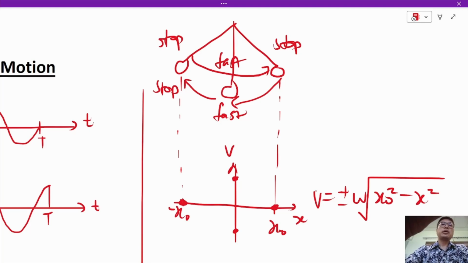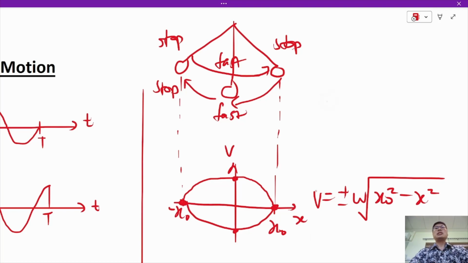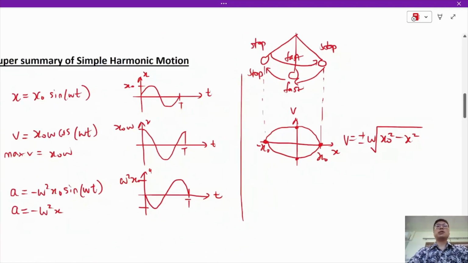So this is how it works. At the end, the velocity is 0. Then when it goes to the middle, the velocity is fast. When it goes to the end, the velocity is 0 again. And now it's going backwards, so the velocity is negative. And then back to 0 again. And that's how you get the circle, this elliptical thing.